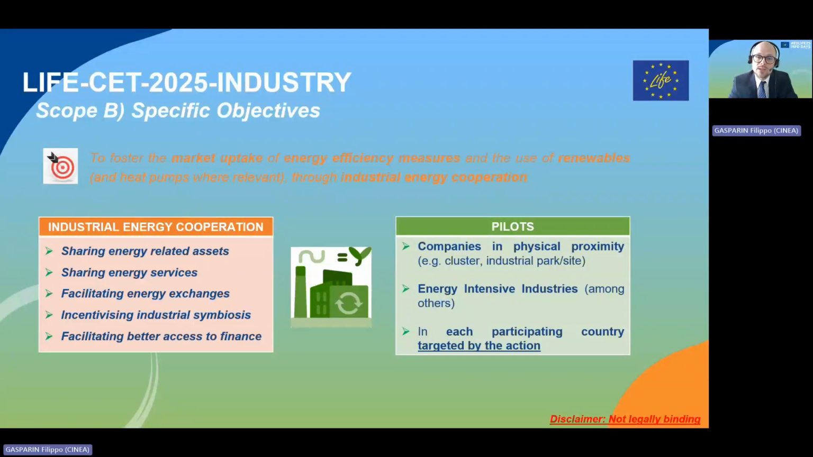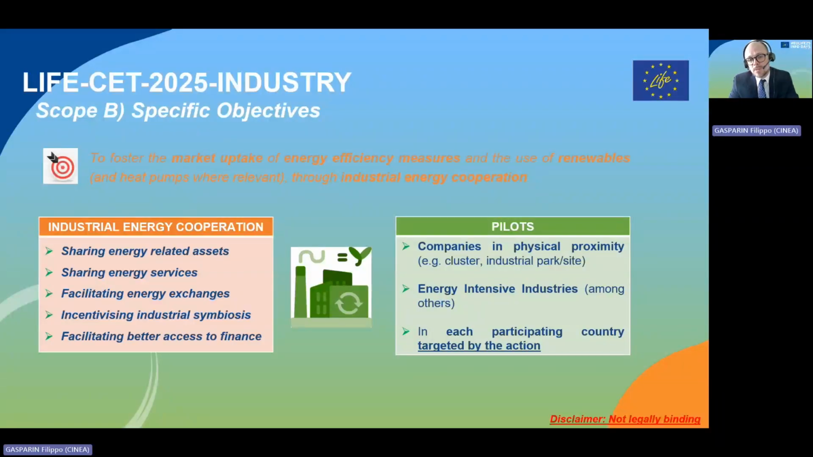I just want to remind you that submitting a proposal under this topic, and in general under all topics, is a very competitive process. So try to be as ambitious as possible. Nevertheless, projects will have to focus on companies in physical proximity, so typically in clusters, industrial parks, sites, areas. Now, how close or how far these companies need to be really depends on the type of measures you want to implement. So it is really a balance between the measures you want to implement on energy storage, microgrid, or whatever, and the proximity of those companies, really to maximize the impact of such measures.